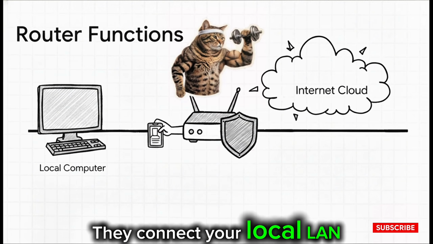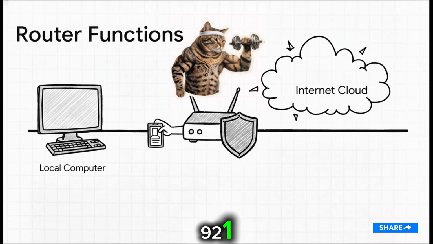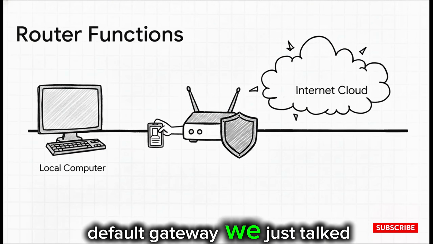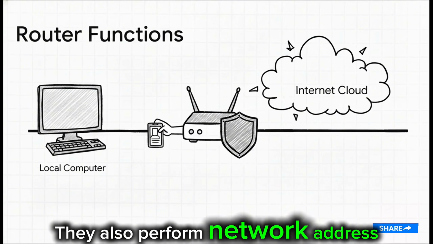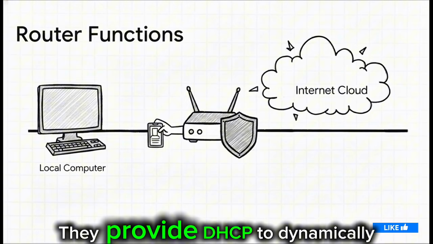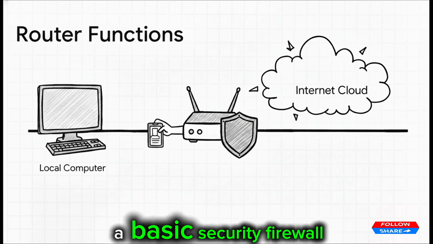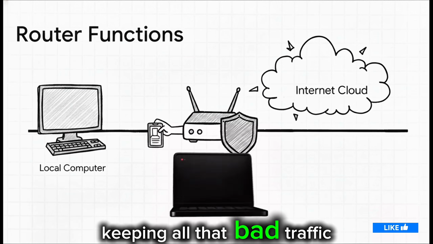They connect your local LAN subnets, say a 192.168 network, right to the internet. They serve as that essential default gateway we just talked about. They also perform network address translation, or NAT. They provide DHCP to dynamically assign IP addresses to your computers, and they often act as a basic security firewall, keeping all that bad traffic out.